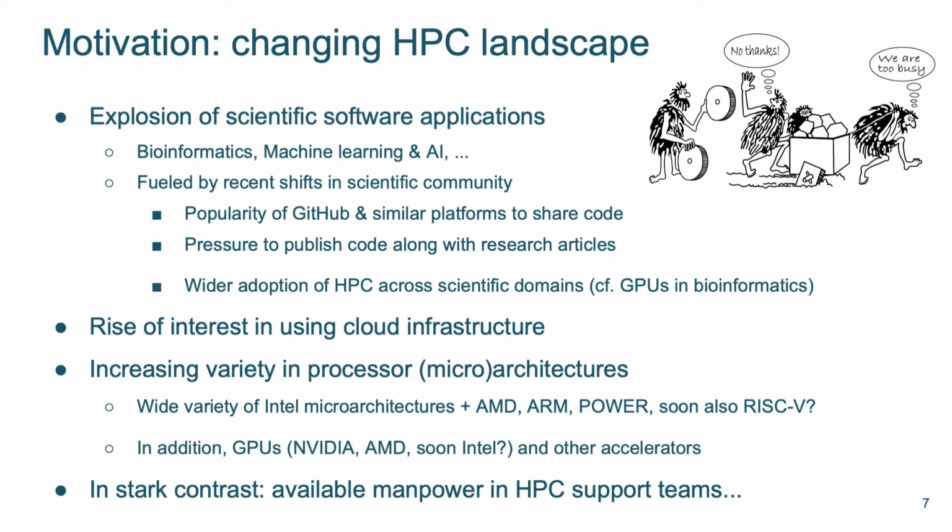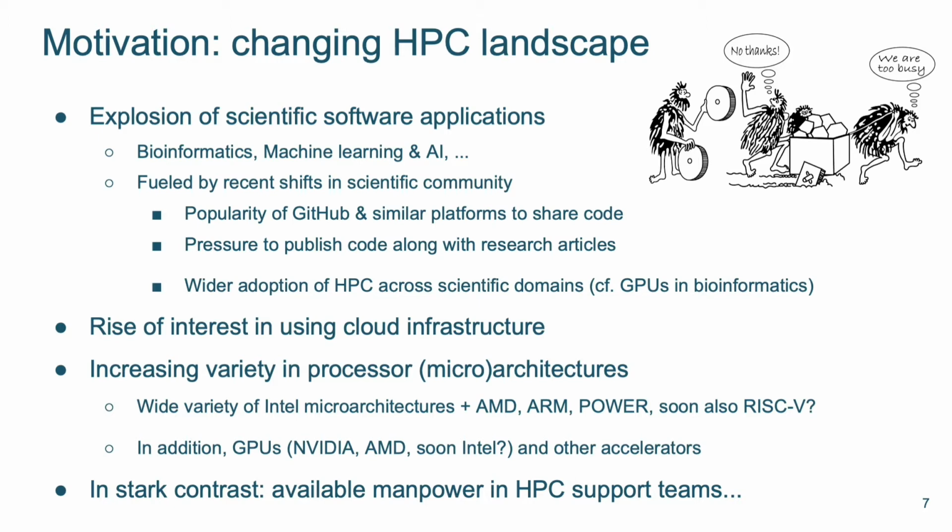The motivation for this project is the changes we see in the HPC community. First of all, there is an explosion in the number of different scientific software applications that are used on HPC platforms. A big part of that is happening in bioinformatics, machine learning and AI, deep learning, and so on. We also see more and more researchers making their code available to others, since there is an increase in pressure for publishing code together with research articles. HPC is also being adopted more widely across scientific domains. See, for example, the recent interest in GPUs in bioinformatics.